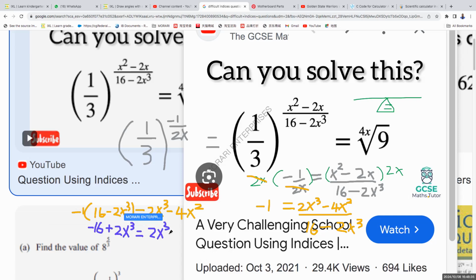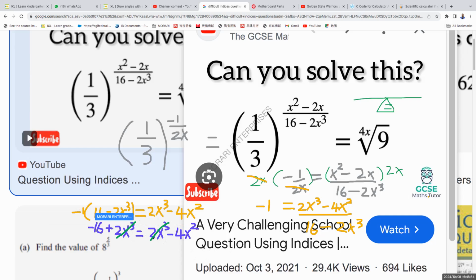Cubed minus what? 4 minus what? When you speak, then it goes to your brain, 4x squared. All right. Now, if on both sides we have 2x cubed here and 2x cubed here, we can just cancel them from both.